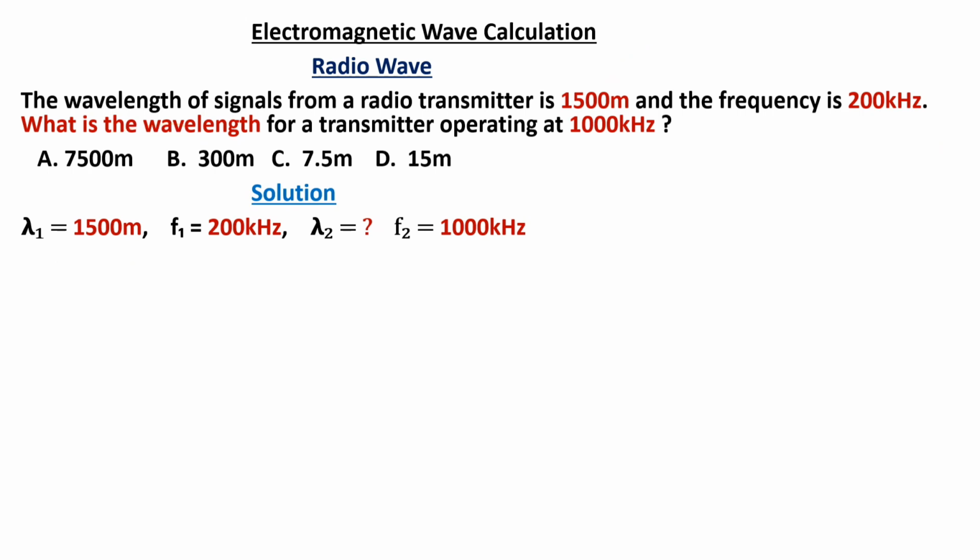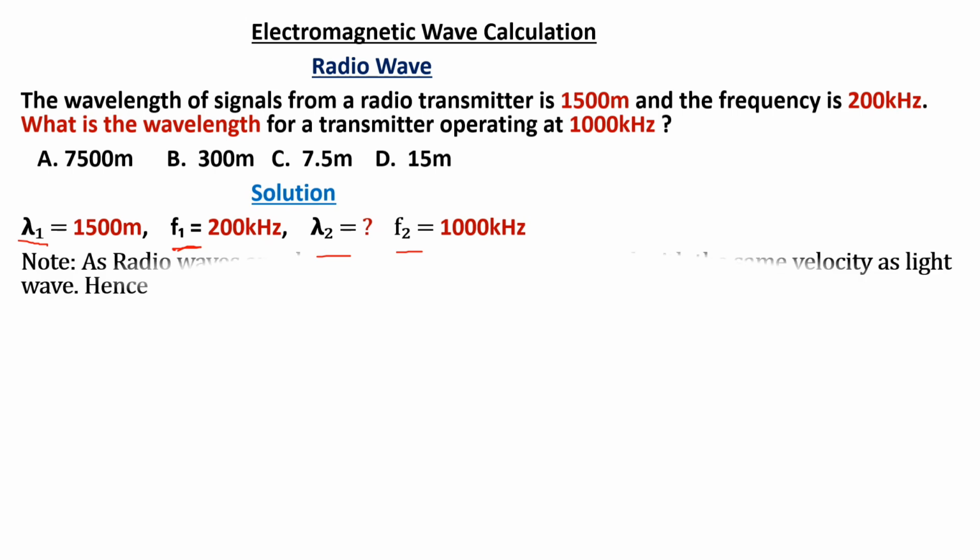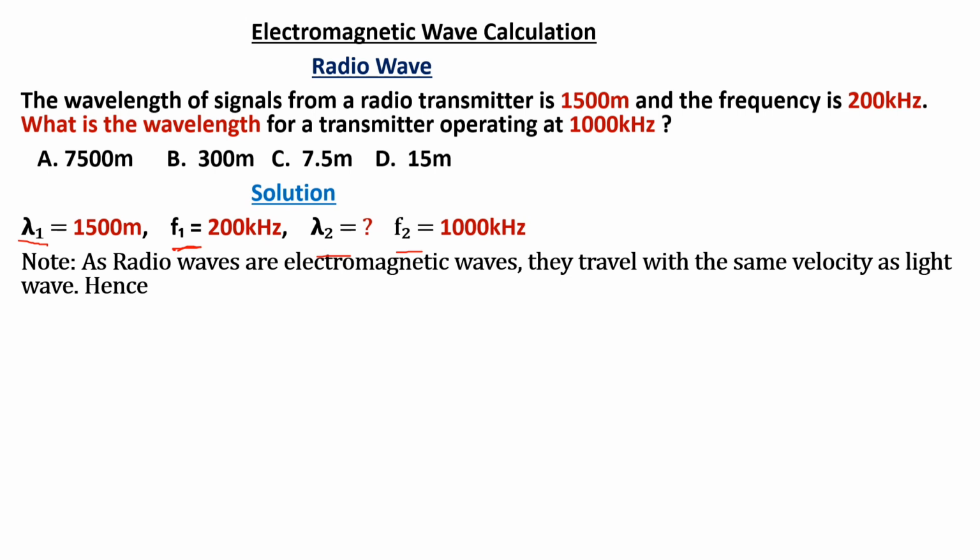A formula that relates wavelength, this lambda, and frequency together. But we have to take note that radio waves are also electromagnetic waves. They travel with the same velocity as light, the speed of light. The formula we use to calculate the velocity of light shows the relationship between wavelength and frequency. So since radio wave also travels with the same speed as light, we can use the same formula for this radio wave. And what is that formula? The formula says V equals f lambda, that is, V equals frequency times wavelength.